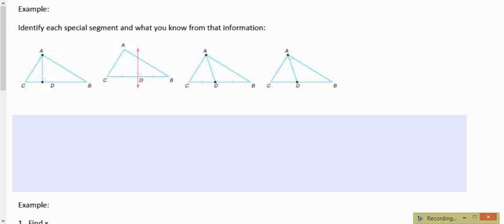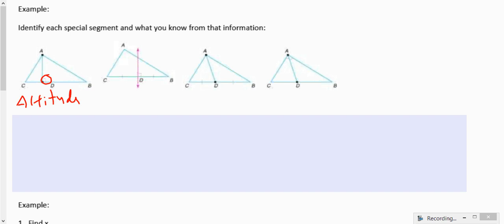Section 3, Video 4. So let's apply some of the knowledge we just learned. First of all, identifying properties here, or labels and vocab words. Identify each special segment and what you know about that information. The first one looks like we have a segment connecting a vertex to the opposite side and creating a right angle. So this would be considered an altitude. And the property that we know from that is that there's a right angle present, but that's already drawn.